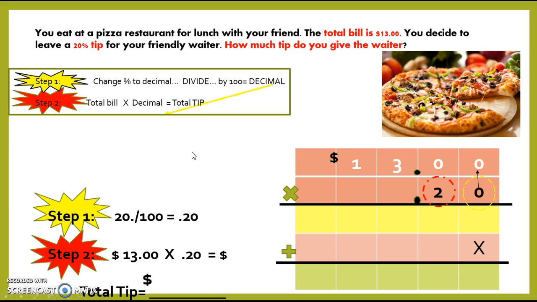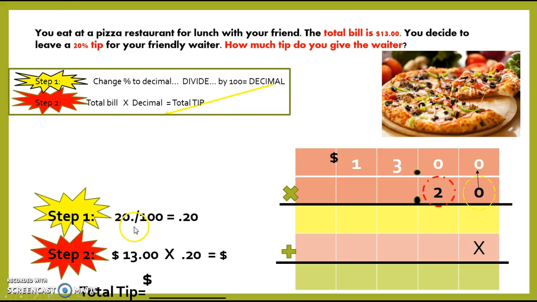So here you are. You eat at a pizza restaurant for lunch with your friend. The total bill is $13. You decide to leave a 20% tip for your friendly waiter. How much money do you leave the waiter for a tip? Here are my directions again at this top box if we need to refer to it.